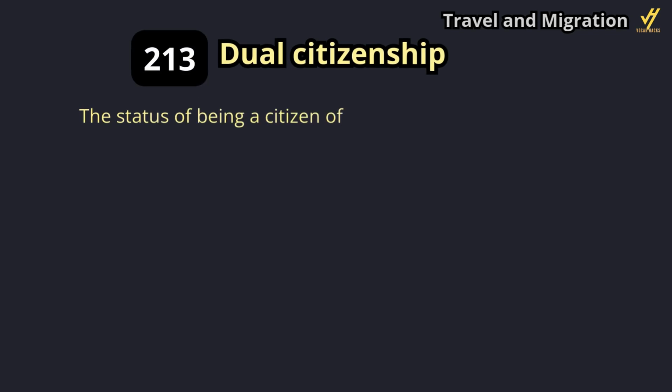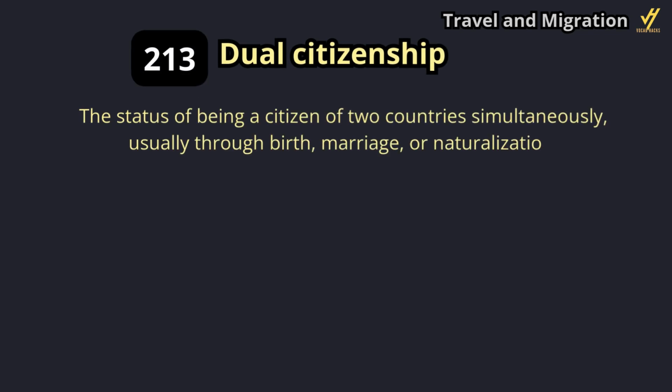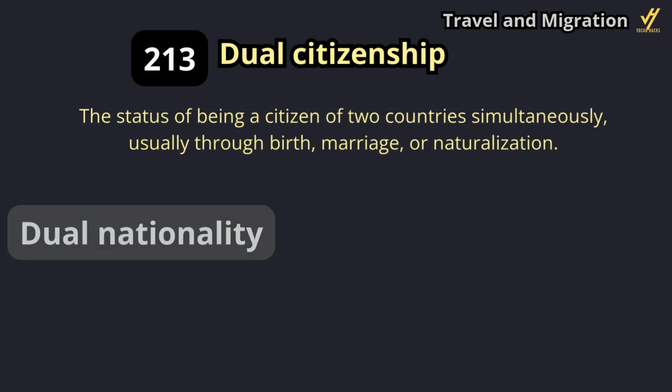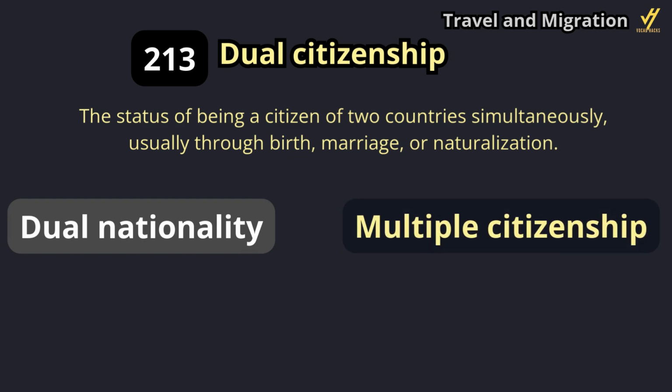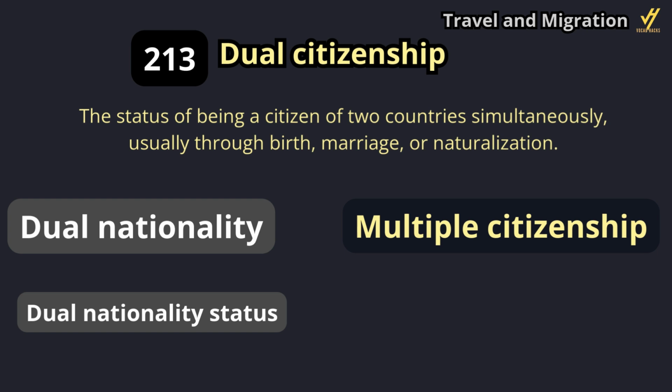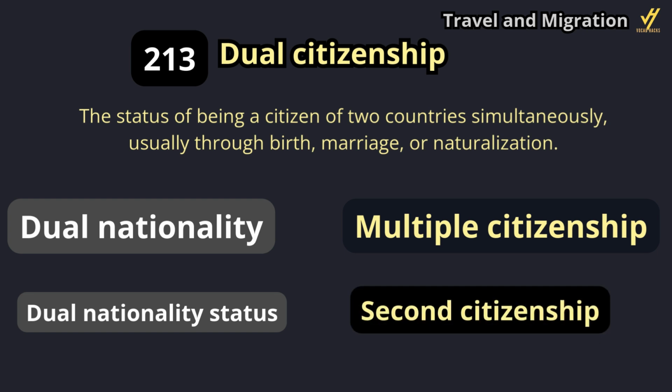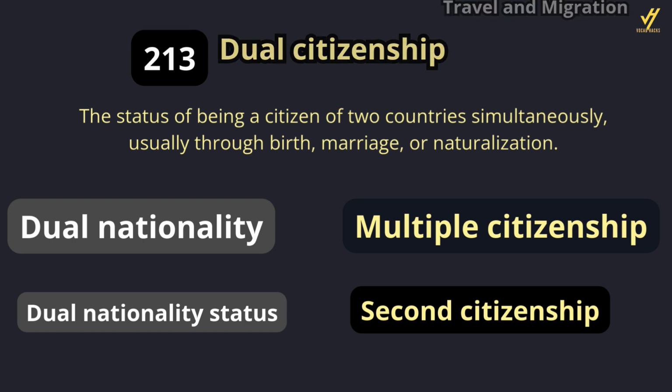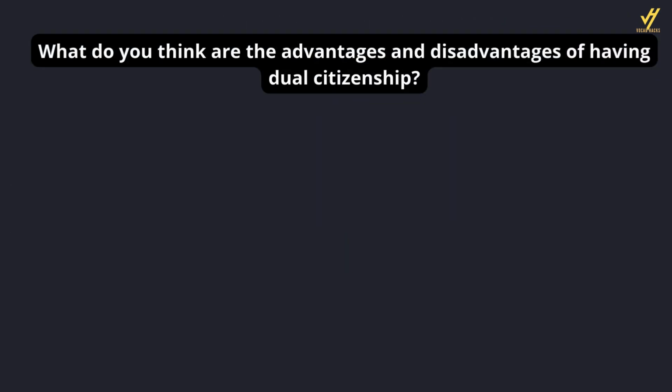Dual citizenship. The status of being a citizen of two countries simultaneously, usually through birth, marriage, or naturalization. Dual nationality. Multiple citizenship. Second citizenship. What do you think are the advantages and disadvantages of having dual citizenship?